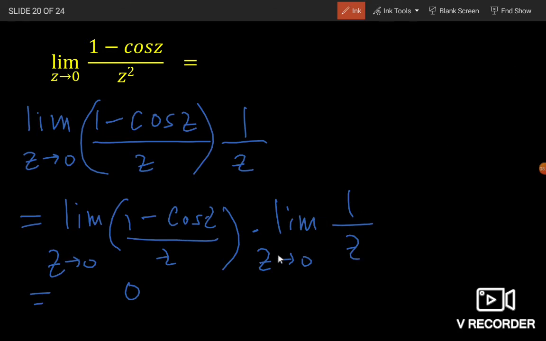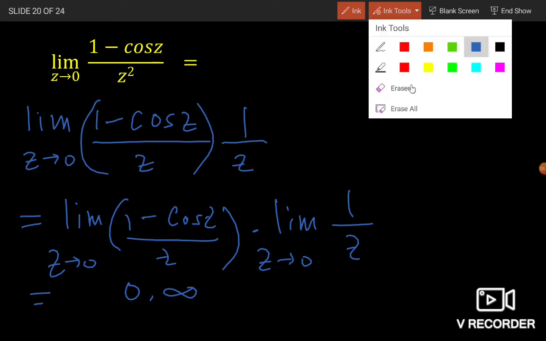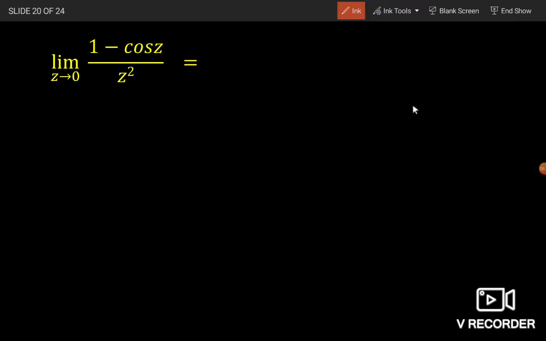And the limit of 1 over z as z approaches 0 is basically infinity. So 0 minus infinity is indeterminate. That means I cannot use this. We have to find another way to express this so that I won't get an indeterminate answer. In this case, it's 0 times infinity. So what can we do in this case?